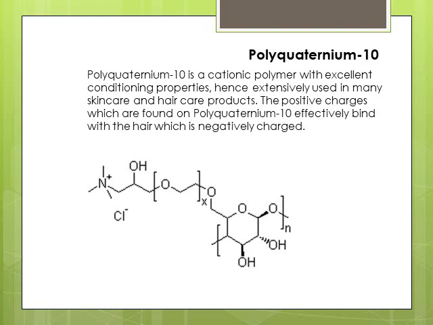Now, Polyquaternium-10 is a cationic polymer with the structure that we see in this slide. It has the amine group, and it has a polyether in the middle, and it has a polysaccharide at the right side of this structure. And the positively charged amine has a tendency to stick to the negatively charged hair.